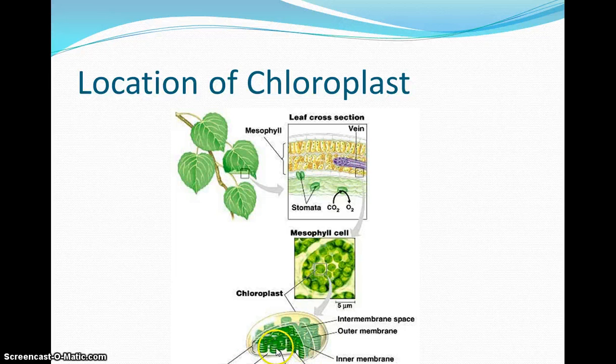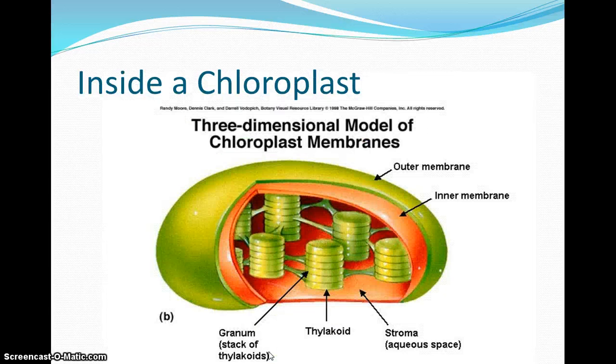The thylakoid membrane is where the light-dependent reaction is going to take place, and the stroma is where the light-independent reaction is going to take place. So inside the chloroplast here, let's talk about it. Here's our whole chloroplast. We have the outer membrane, which is the green, the inner membrane, which is like the red-orange. We have the stroma, which is this area. We have the thylakoid. We have stacks of thylakoids, what's called the granum.